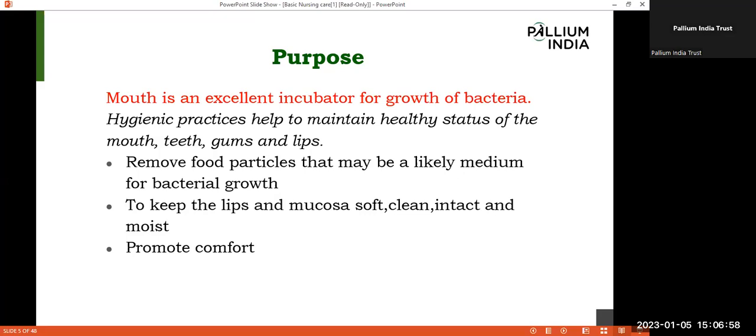So while doing the oral care or oral hygiene, while cleaning, we remove the food particles that may be a medium for bacterial growth. Continuously occupying food particles inside the mouth, in between the teeth or in between the gums, will cause decaying of the gum and decaying of the teeth also.